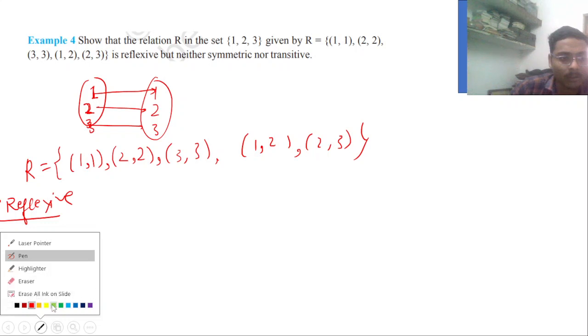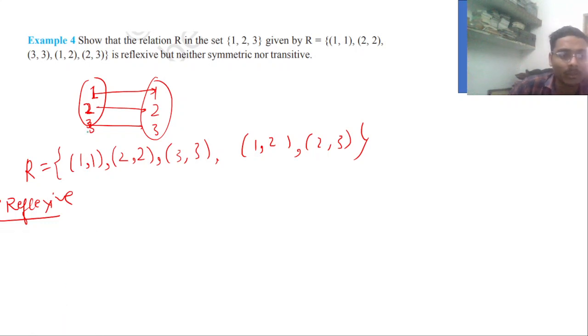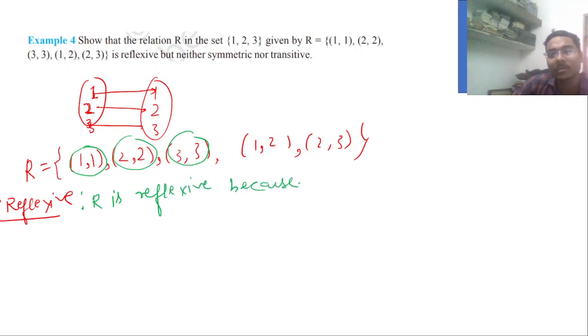Okay, so 1 is with 1, 2 is with 2, 3 is with 3, and only 3 elements are there. So this is reflexive because R is reflexive, because (1,1), (2,2), (3,3) belongs to R for every element, meaning all the elements are being covered in the 3 pairs.